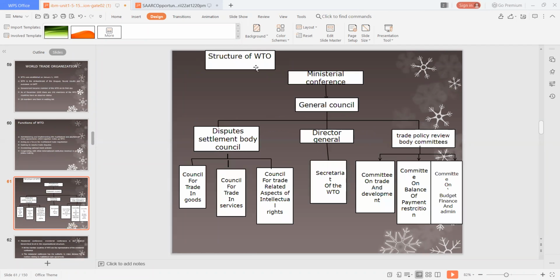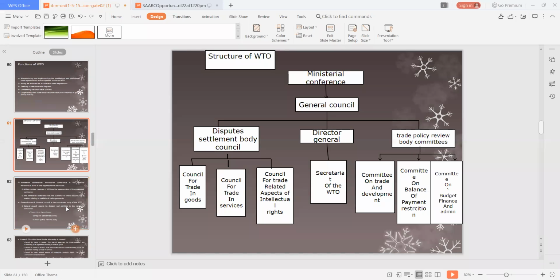Now see how the structure of the WTO is organized: Ministerial Conference, General Council, Director General, Dispute Settlement Body, Council for Trade in Goods, Council for Trade in Services, Council for Trade Related Intellectual Property Rights, Trade Policy Review Body. Committees: Trade and Development, Balance of Payments Restrictions, Budget, Finance, and Administration. So these are the structure. This may be useful for you.